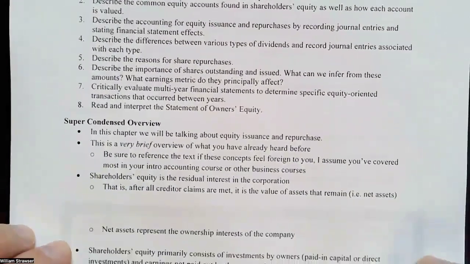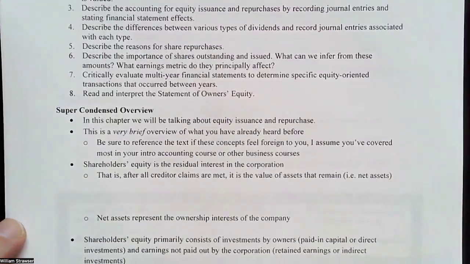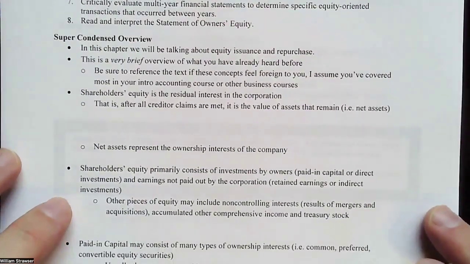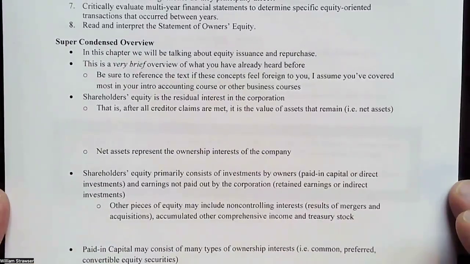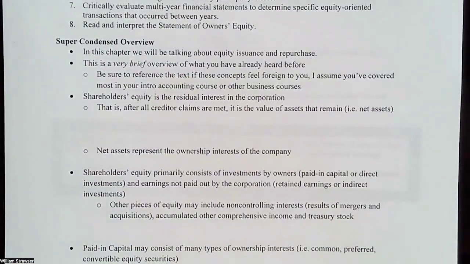So there's going to be kind of two parts to this chapter. The first part, we're going to really concentrate on the contributed capital accounts. And then we're going to look at the other equity accounts like retained earnings and dividends, right? How those affect our shareholder wealth. So we're going to be talking about equity issuances and repurchases first, and just going to go into a brief overview of some of the issues with equity.